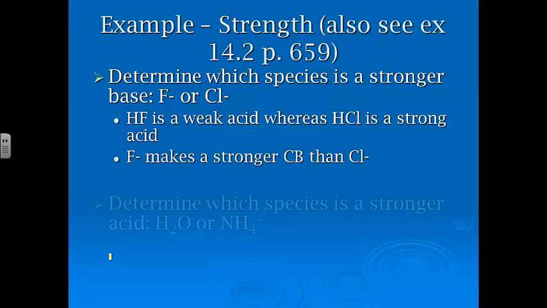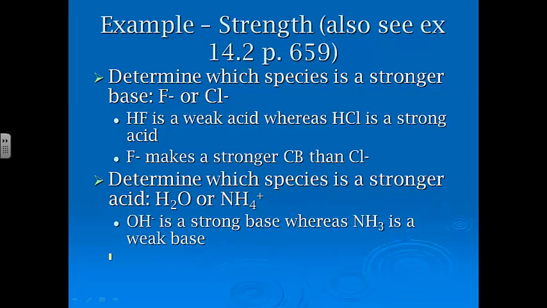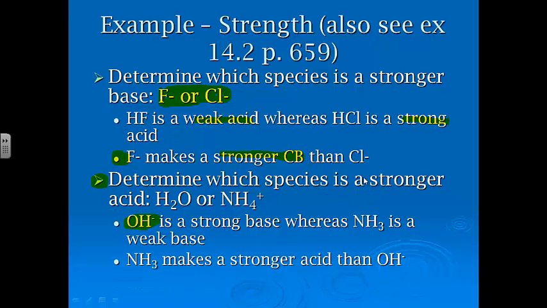So if you're asked to determine which is stronger, also look at exercise 14.2. If you look at which species is a stronger base, you got to go to its conjugates. Hydrofluoric is a weak acid, hydrochloric is strong, so that means that the F- or the fluoride ion is going to be a stronger conjugate base than the chloride. Determine which species is a stronger acid. Water or ammonium, well, hydroxide is a strong base, ammonium is a weak base. So you have to think about the conjugate acid-base pairs on those.